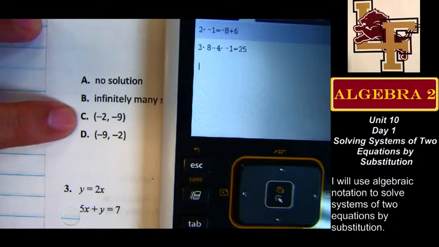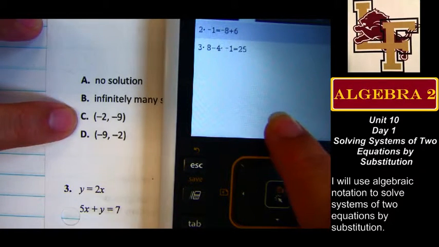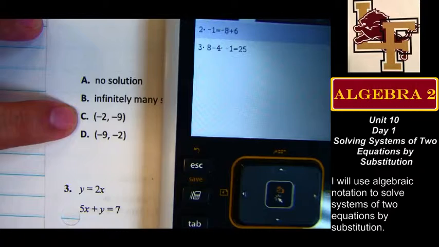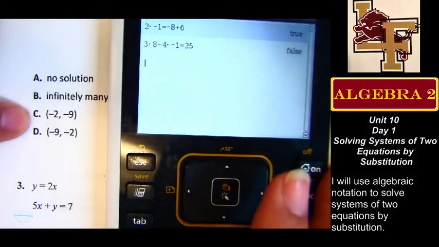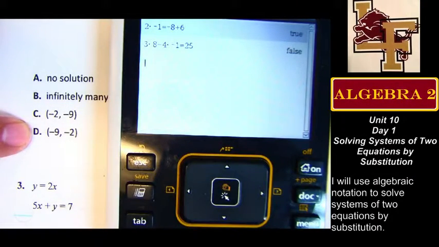If you put this answer choice in and you get a true, and then you put this answer choice in and you get a true, it's likely going to be infinitely many. Because now we've got two different answer choices that are true. That tells me I have at least 2 points that are true, and with straight lines, if I have 2 points that are true, that means all the points are true.